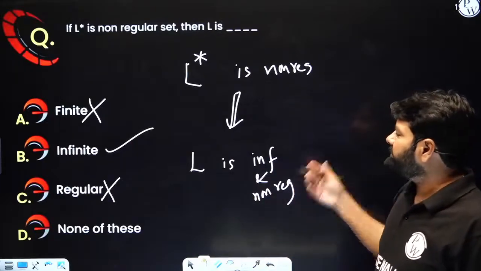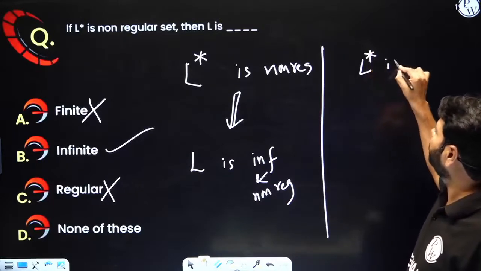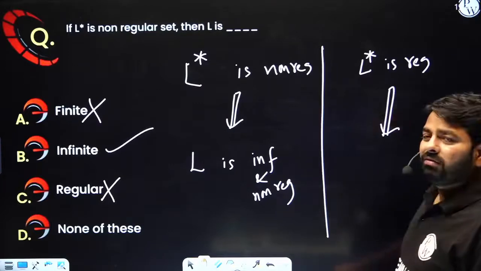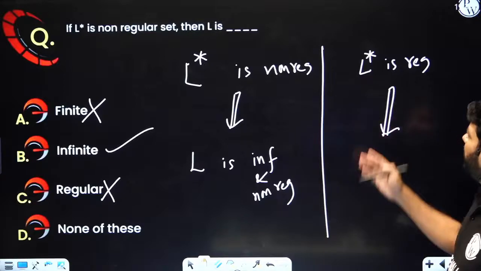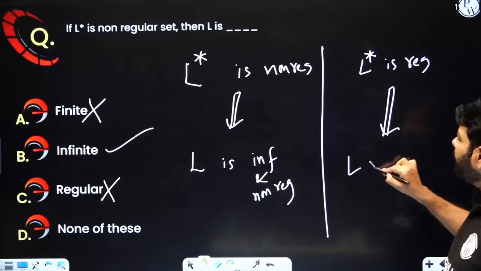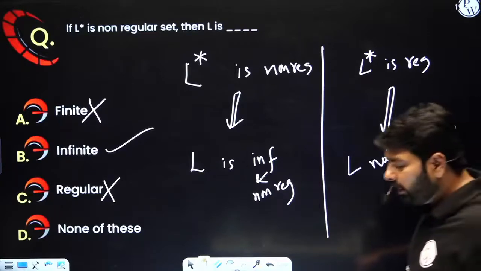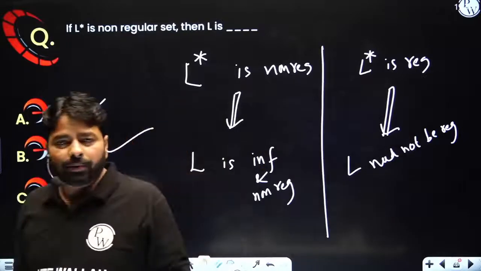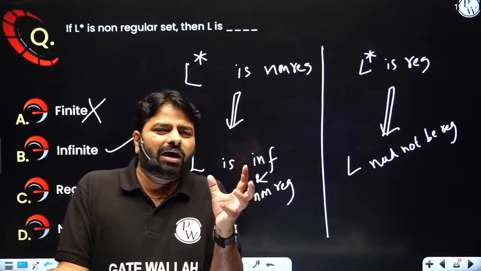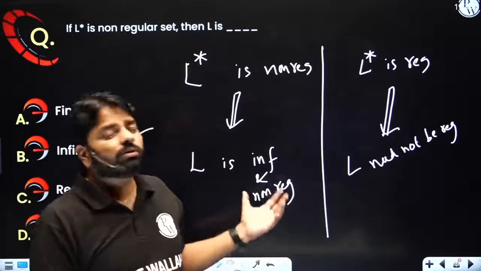But think about here. Can I say something about regularity? Can I say L star is regular implies L is regular? Compare these two statements. L star is regular. You cannot conclude L is regular. L need not be regular. We already have these things. So Kleene closure is somewhat different from complement. Complement was straightforward, like the same algorithm is applied from L to L complement and L complement to L. But Kleene closure is not that.